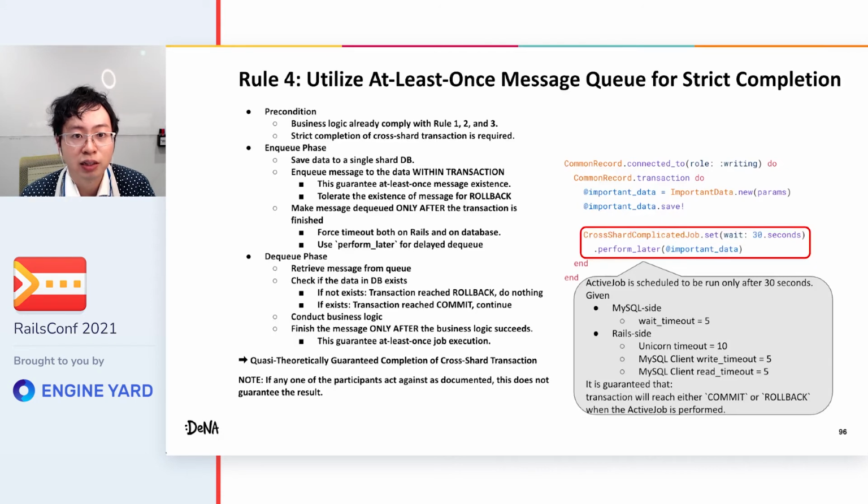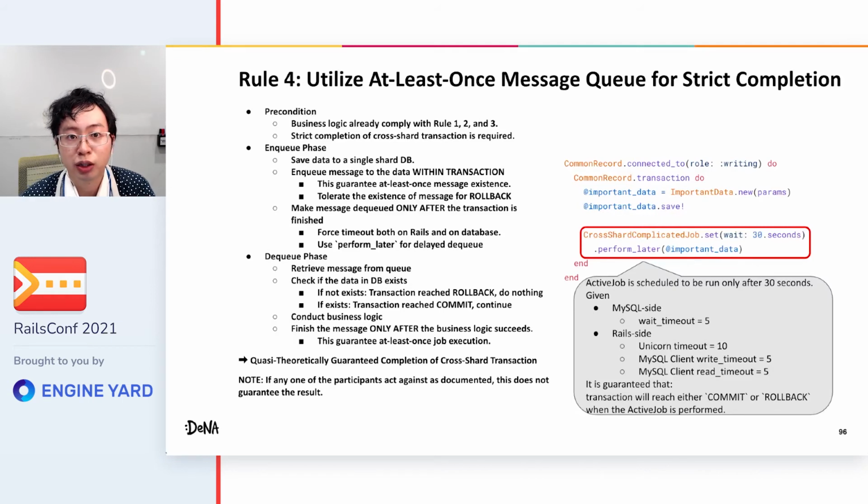In the enqueue phase, we save data to a single shard database. The ACID is guaranteed here. Then we enqueue the message referencing the data within the transaction. This guarantees at-least-once message existence. Then make the message dequeued only after the transaction is finished. Force timeout both on Rails and on databases, and use perform later for delayed dequeue.